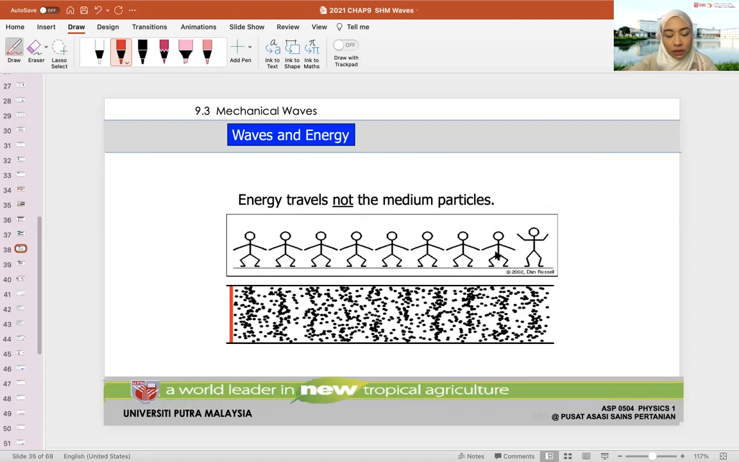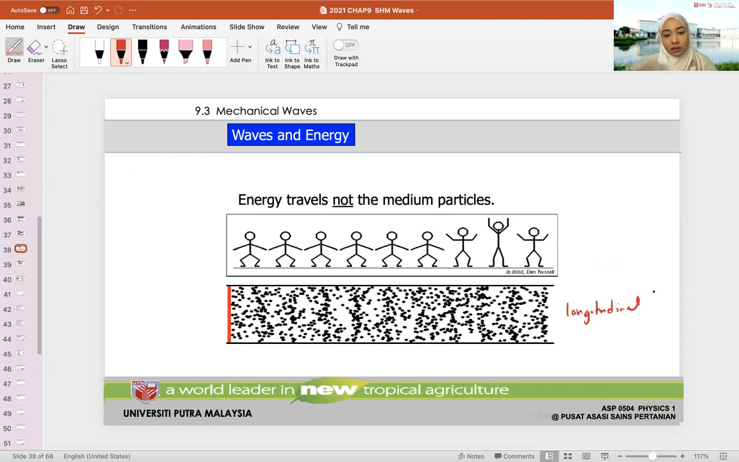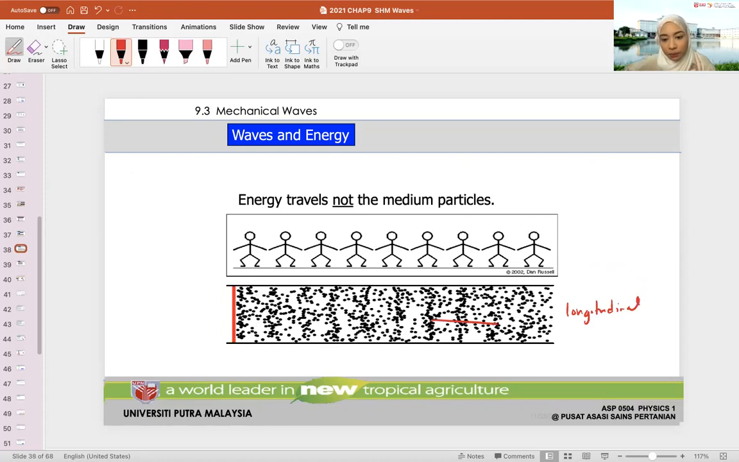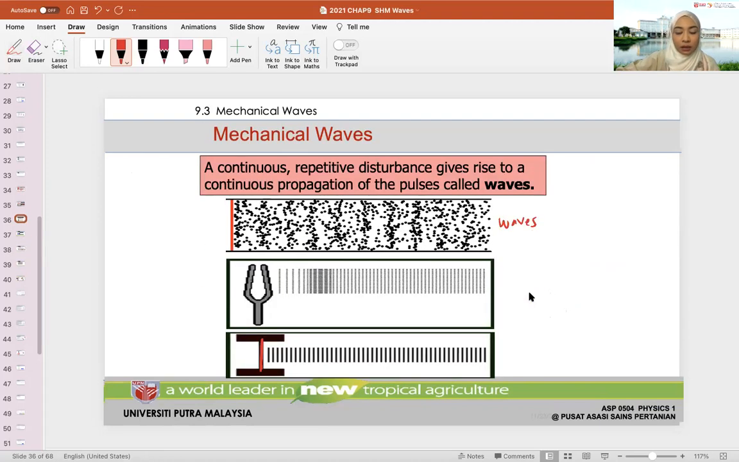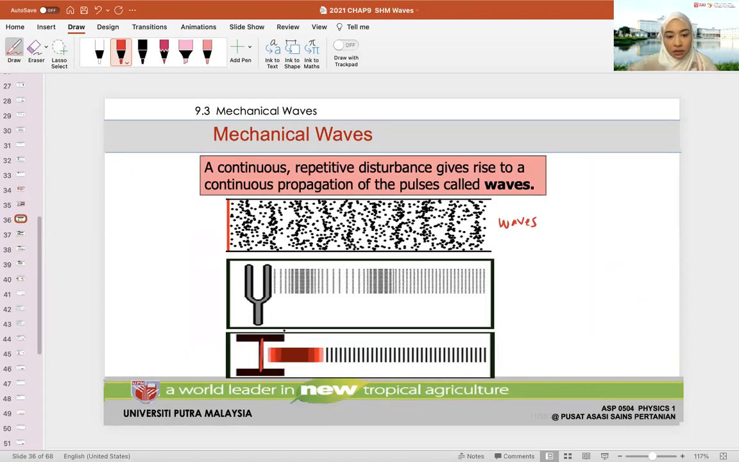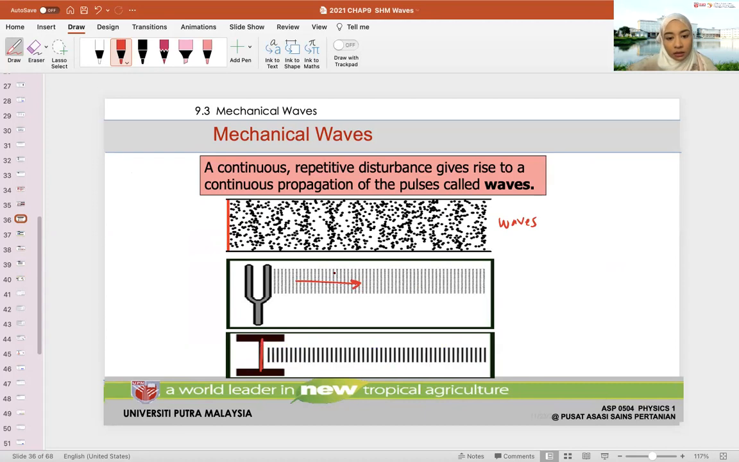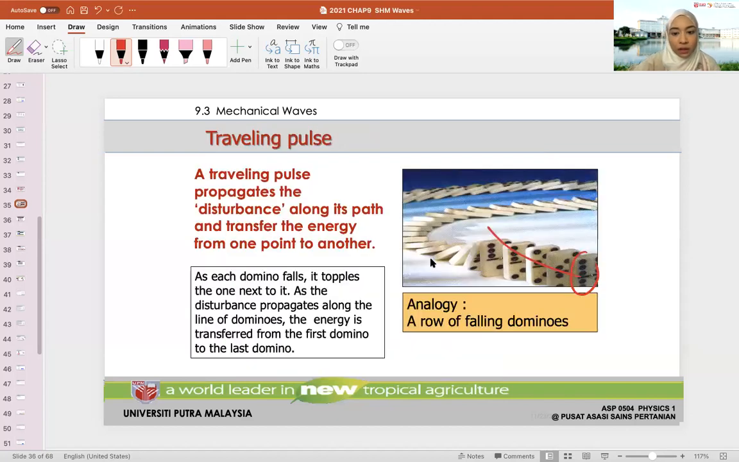So this one, we can say that it is a longitudinal wave because it doesn't go up and down, it only goes left and right, which is parallel to the direction of the wave. So this is a longitudinal wave. And then another example is this one. The wave is moving this way and the air particles are just moving to the left or to the right. So we know that this is a longitudinal wave.